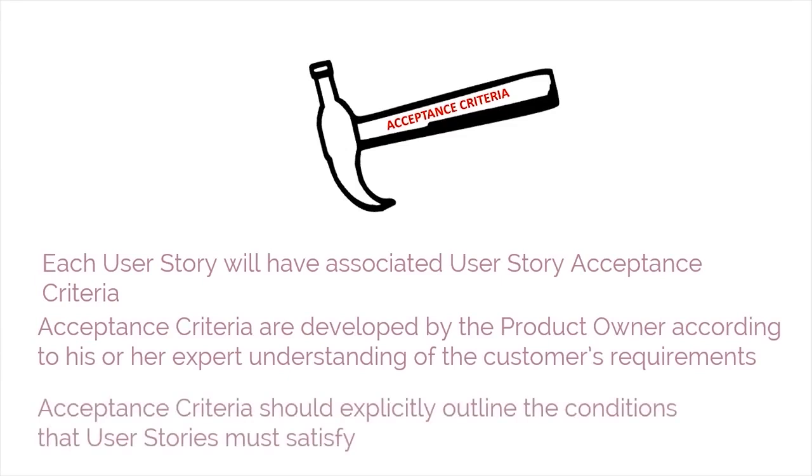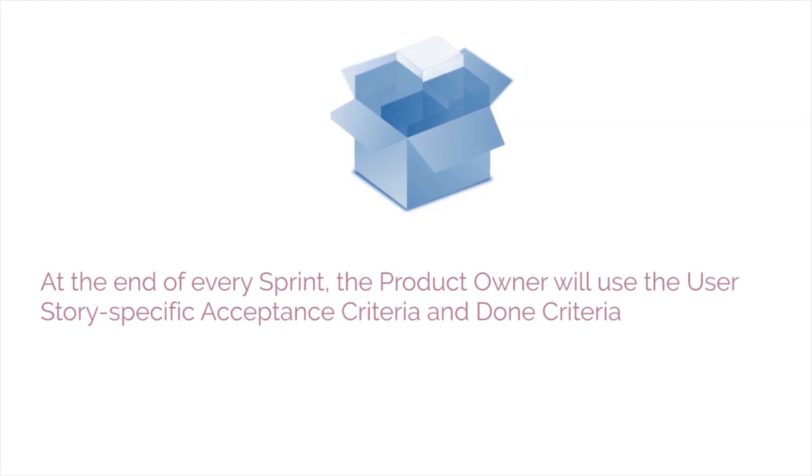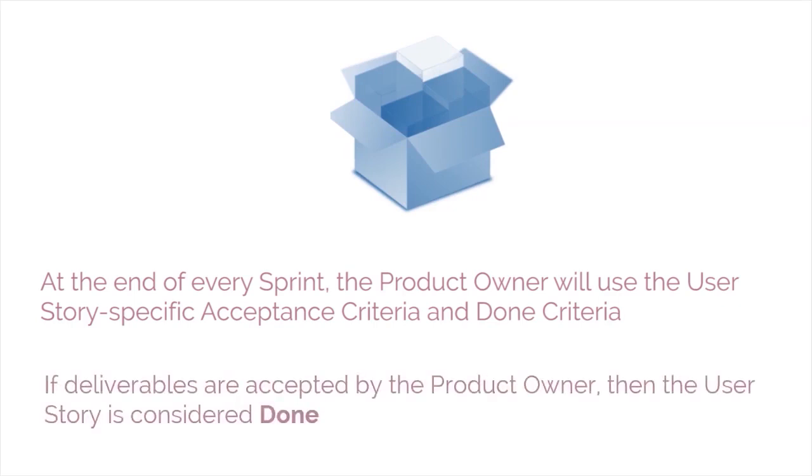Acceptance criteria provide the objectivity required for the user story to be considered as done or not done during the sprint review meeting. These also provide clarity to the team on what is expected of a user story by removing ambiguity from requirements and aligning expectations. At the end of every sprint, the product owner will use the user story-specific acceptance criteria and done criteria to verify the completed deliverables. And if the deliverables meet the specified criteria, then the associated user stories are considered done.